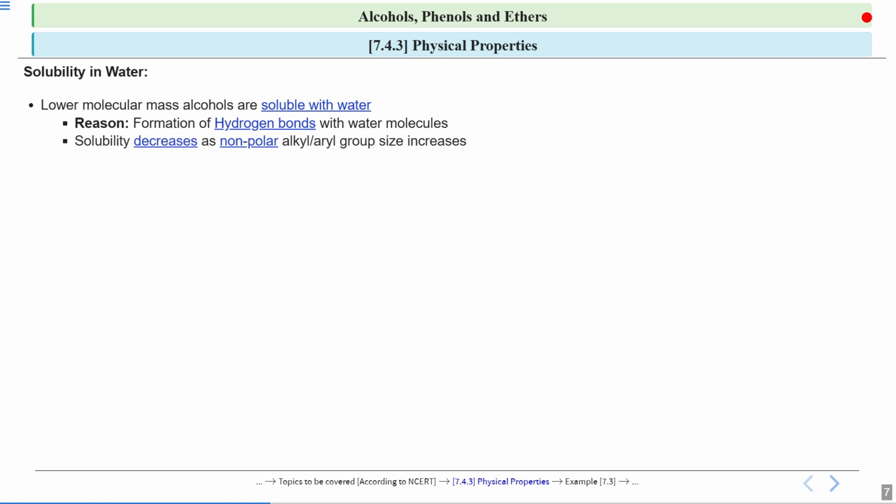One more factor is that solubility will decrease as the non-polar alkyl or aryl group size increases. When you move to higher molecular mass alcohols, which have more carbon atoms, you will see this alkyl or aryl group increase. Now this alkyl or aryl group is non-polar, because it doesn't have any carbon-oxygen bond. So if this group increases, then solubility will decrease. You have to remember this.